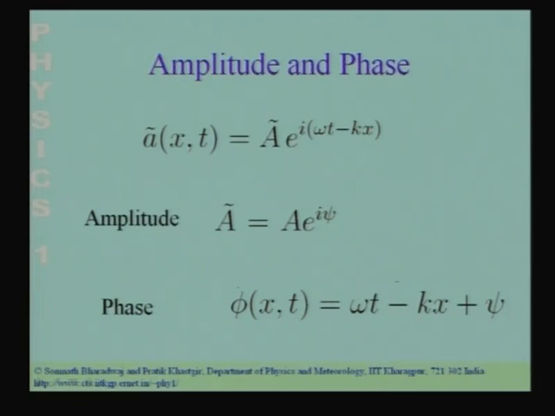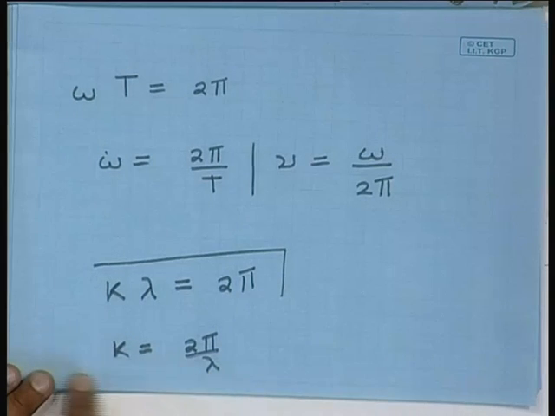If I fix x, I will observe oscillations just like a simple harmonic oscillator, and these oscillations will have an angular frequency omega. If I fix time, I will see A varying as cosine with x, and the period of this cosine is called the wavelength. k is related to the wavelength, and k is called the wave number. Lambda refers to the wavelength, and the wave number k is related to the wavelength through the expression given over here.